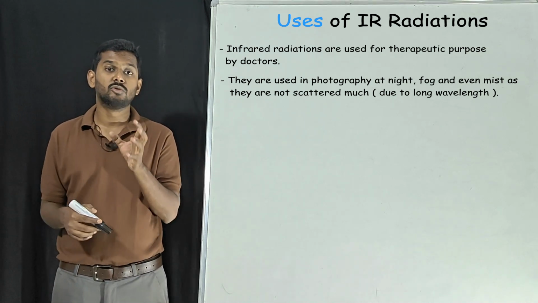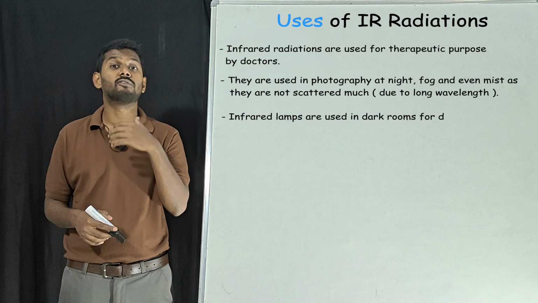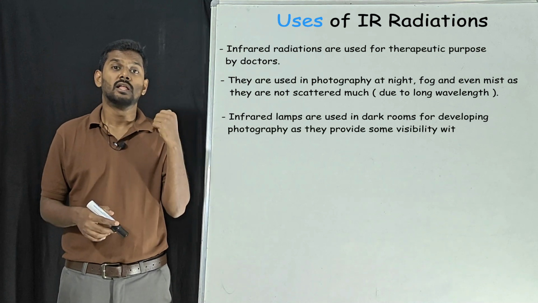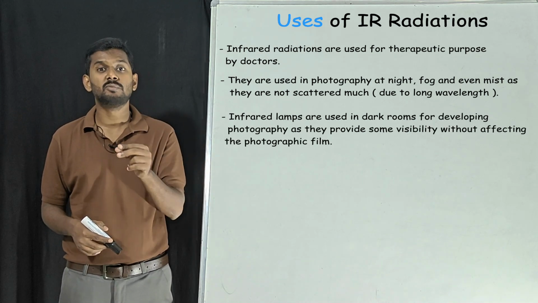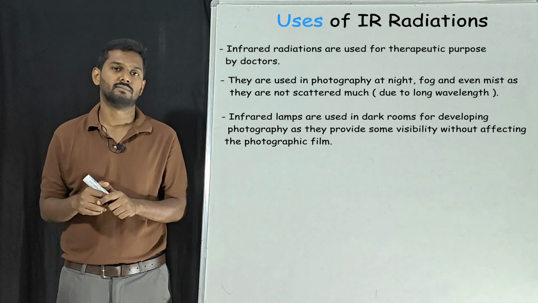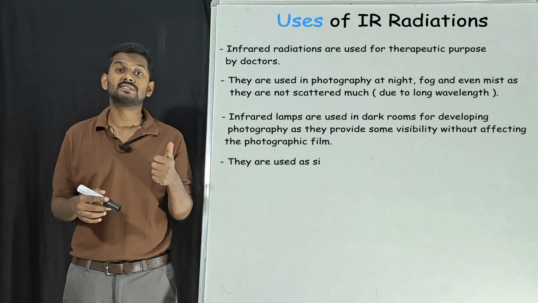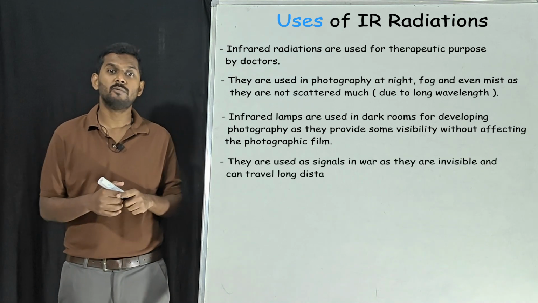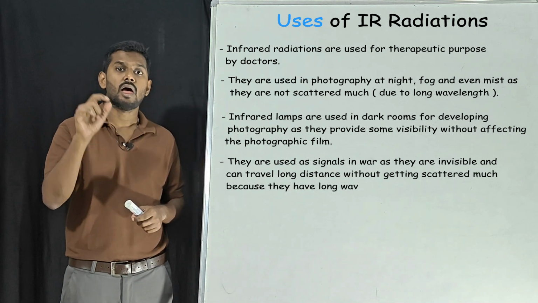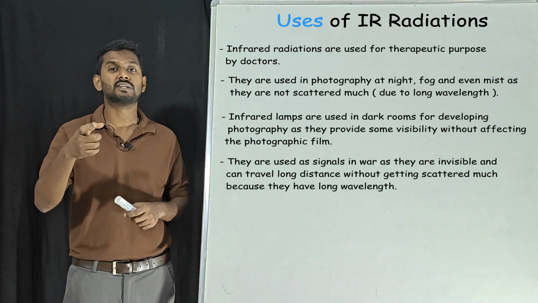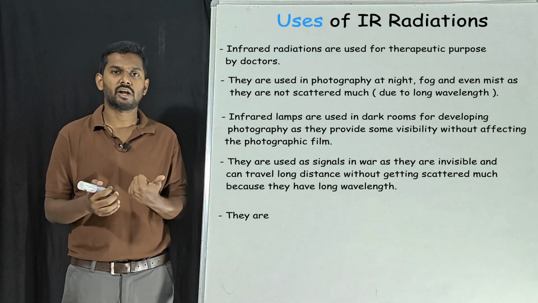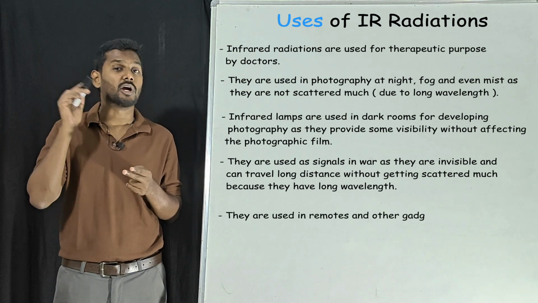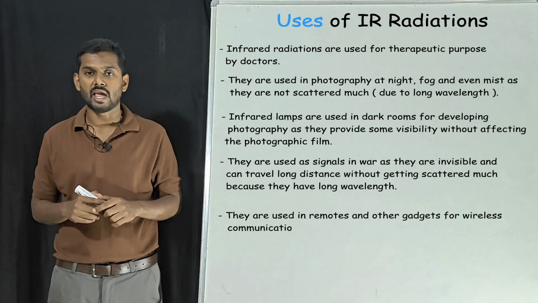Infrared lamps are used in dark rooms for developing photography. Why? Because this will not affect the photographic plate. Instead, they produce visibility for the photographic film. Infrared radiations are used as signals in war. Why? Because these are invisible, and they will not get scattered much in the atmosphere. And infrared radiations are used in remote controls of TVs and other gadgets.